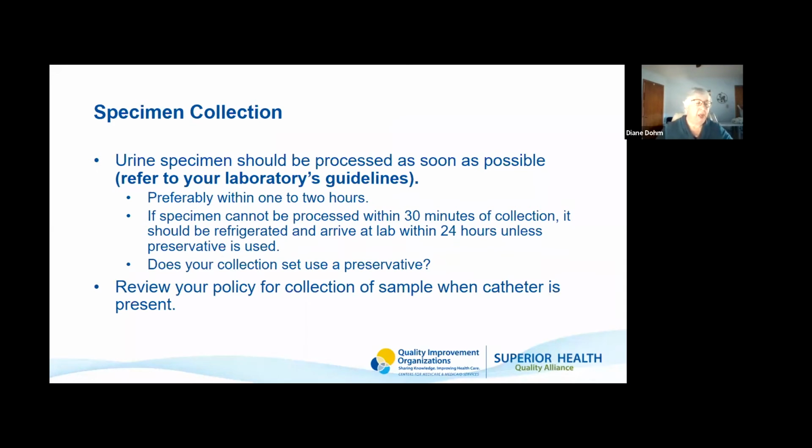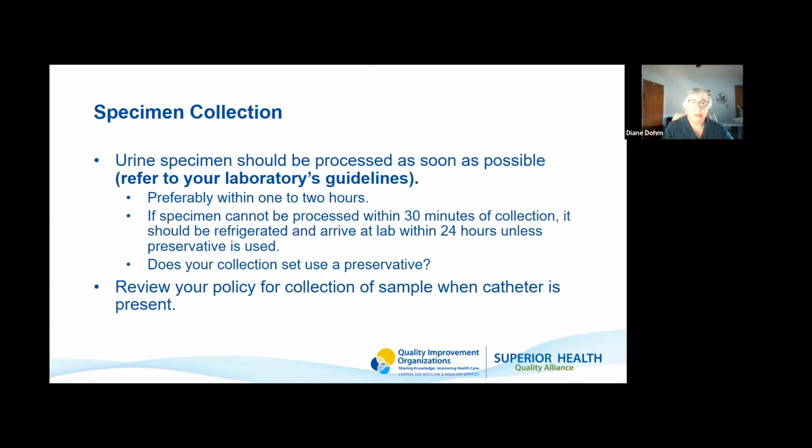Another important aspect is your specimen collection. So your urine specimen should be collected properly. You want to look at the policy for collection of the sample, both when a catheter is present and when it isn't. Your laboratory often has good guidelines for this as well, but also make sure you're looking at those laboratory guidelines for how a urine specimen should be processed once it is collected.